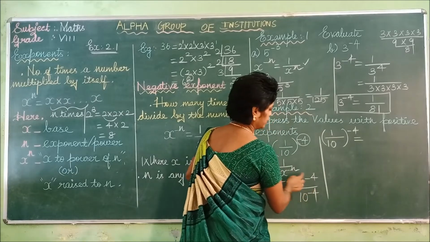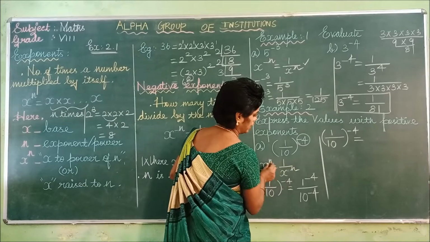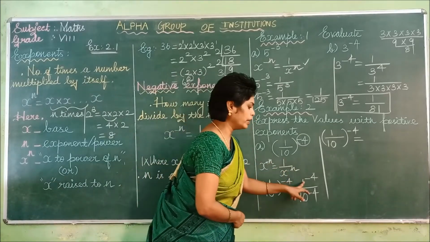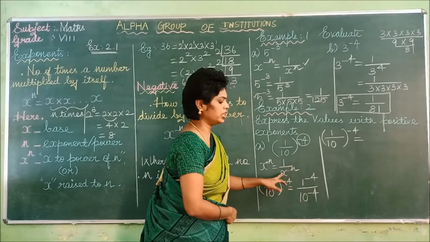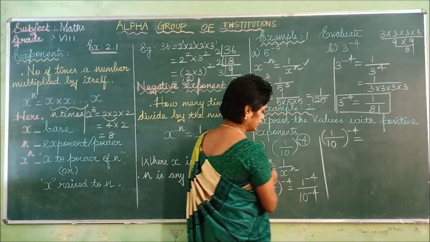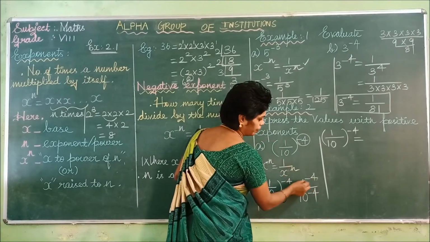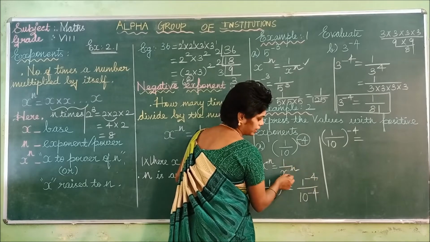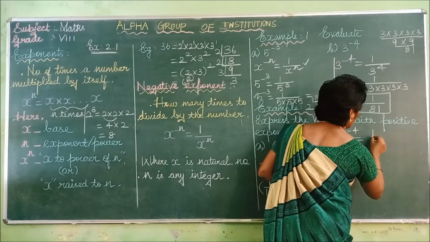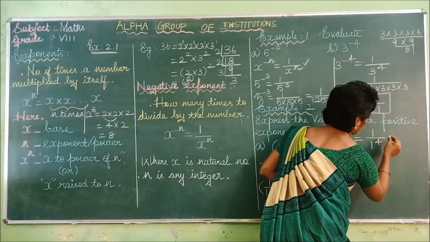So we can change and write it. x to the power minus n is 1 divided by x to the power n. So 1 to the power minus 4 will be changed into 1 divided by 1 to the power 4. Listen carefully, this is in the form of x to the power minus n, so you can rewrite it as 1 divided by x to the power n, which means 1 divided by 1 to the power 4.